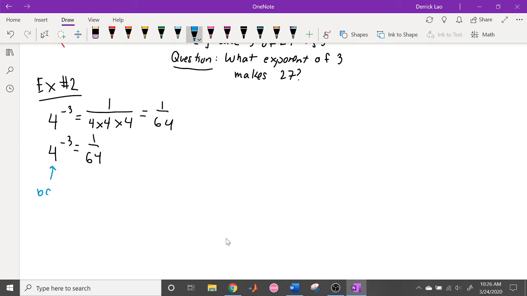And so again, we look at this closely and we identify all the things we need. We see that 4 is our base for this whole thing right here. That's our value. And then that negative 3, that's our exponent. Okay, so now we want to put it into logarithmic form.